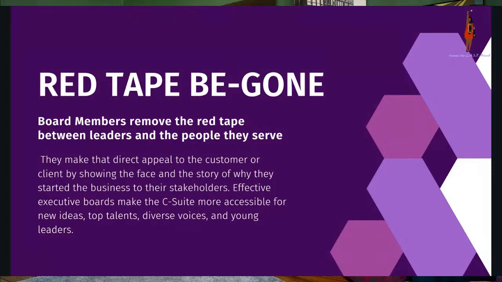Effective executive boards make the C suite, corporate suite, our board member seat more accessible for new ideas, top talent, diverse voices, and young leaders. I bring in people that are younger than me to be able to be successful in this organization. You have to be able to allow young and old people to have insight into how you guide the organization. I bring in advisors to me, assistants to me, and I allow them to have a direct line to be able to talk to the board.